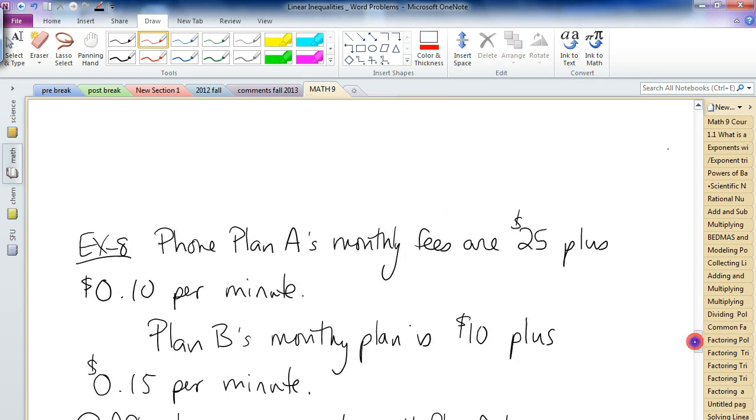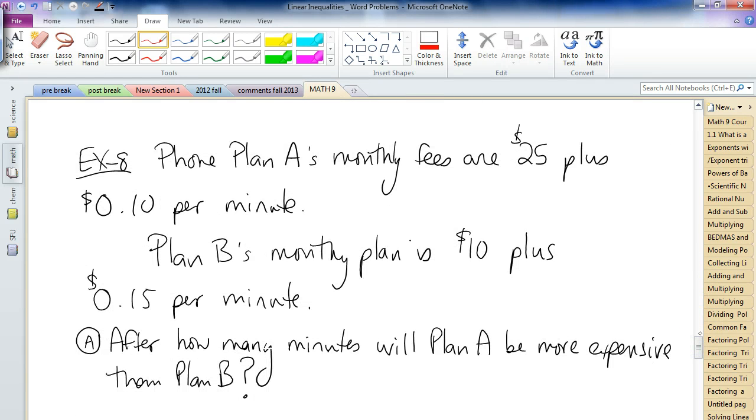Okay, last question. Phone plan A, phone plan B. Look at phone plan A. Its monthly fees are $25 plus 10 cents a minute. Phone plan B's monthly plan is $10 plus 15 cents a minute. When you first look at this, you're thinking, oh, phone plan B is definitely cheaper. To a point. For the person who doesn't call that much. But phone plan A might work out because it's cheaper per minute to call.